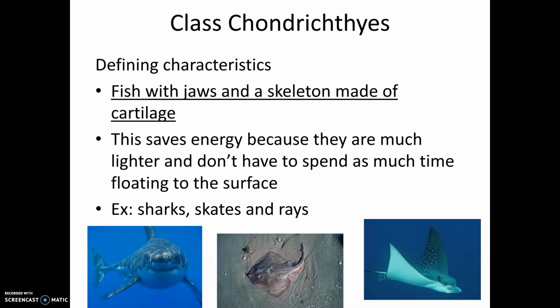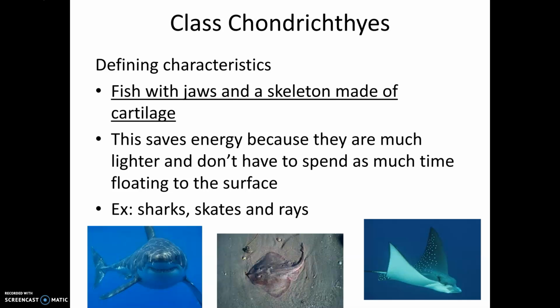Our next class that we're going to talk about is Chondrichthyes. And these are going to be characterized by fish that have jaws and a skeleton made of cartilage. So those are the two defining characteristics here. They have jaws and their skeleton is made of cartilage. And the reason that this skeleton made of cartilage is so important is that it's going to save energy. So these animals are going to be much lighter than they would be if they had bones rather than cartilage for their skeleton. So they don't have to spend as much time floating to the surface either.